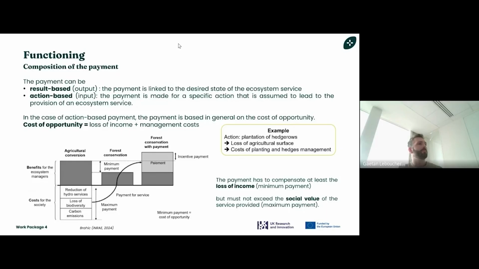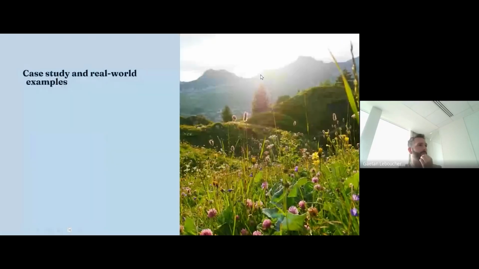So the payment has to compensate at least the loss of income, but on the other hand, it must not exceed the social value of the services that are provided, in order to pay the landowner only for the services that the forest is providing and not for more. So these are the bases we can take in order to build the payment of the PES scheme. And yes, this is all for this part.